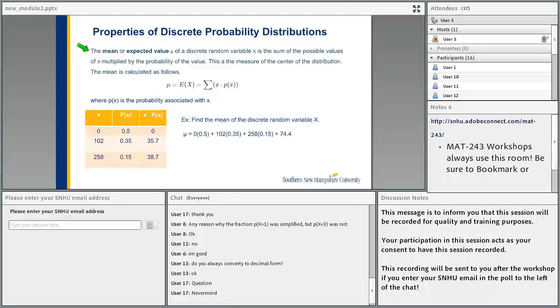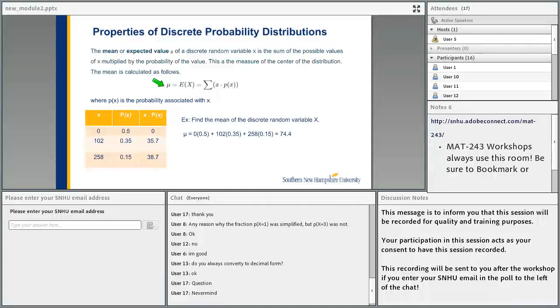So, properties of discrete probability distributions. We're going to do the mean now. The mean or expected value mu of a discrete random variable x is the sum of the possible values of x multiplied by the probability of the value. This is a measure of the center of the distribution. The mean is calculated as follows: mu equals E of x equals summation x times P of x, where P of x is the probability associated with x.